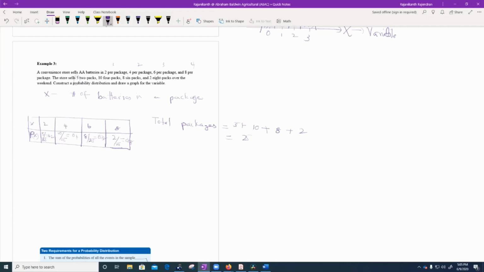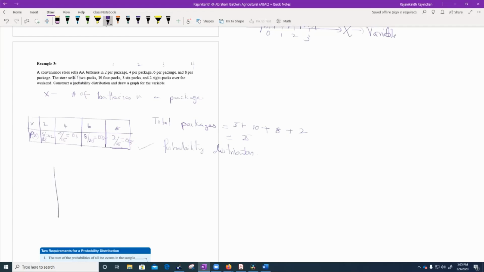Okay, so then ask yourself whether both conditions are satisfied. The summation of all the P(x) values should be 1. 0.2 plus 0.4 is 0.6, 0.6 plus 0.4 is 1. Yes, all the conditions are satisfied. So this is a correct probability distribution. Okay. Now we have the probability distribution.